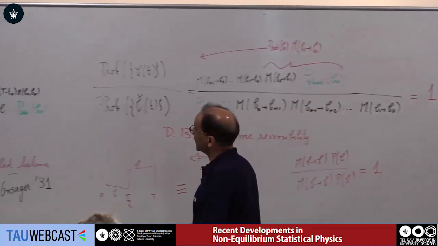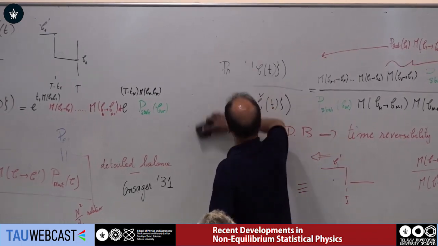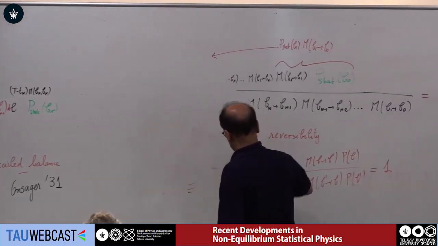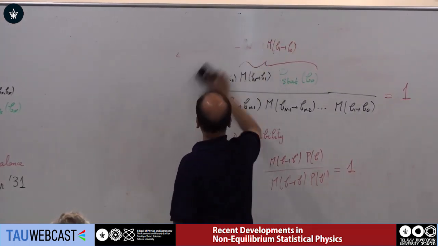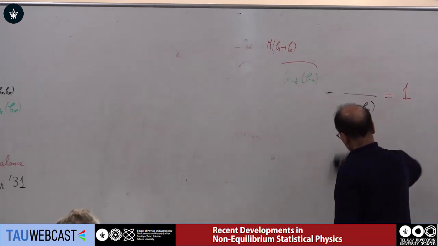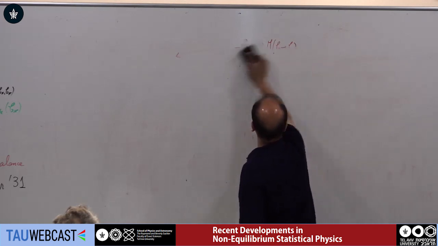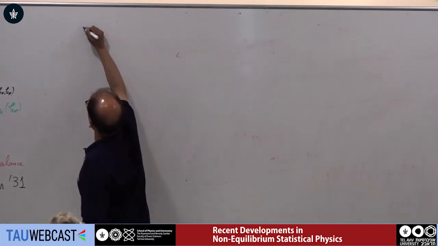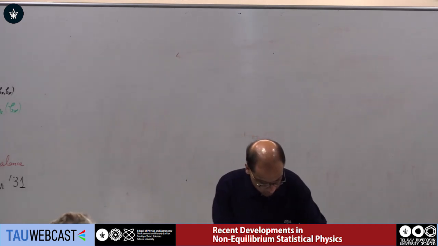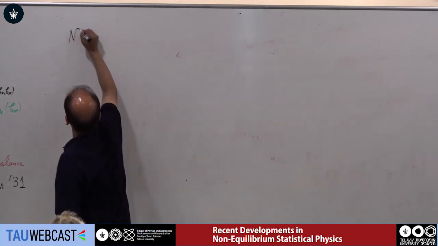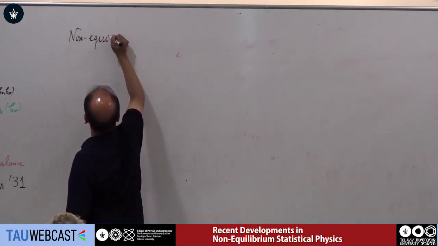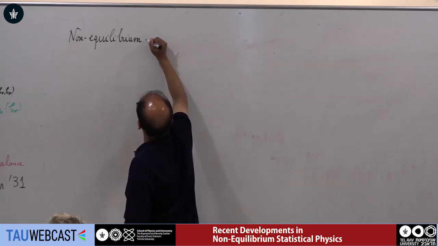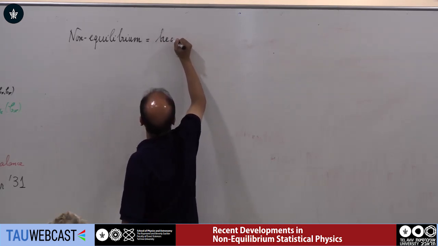Okay, now I want to go to non-equilibrium. Finally. So to go to non-equilibrium, which means something which is not time reversal invariant, something which is not reversible, irreversible, so we have to break detailed balance. So non-equilibrium is breaking of detailed balance. And the thing I want to tell you in the last 20 minutes or so, I hope I will have time.